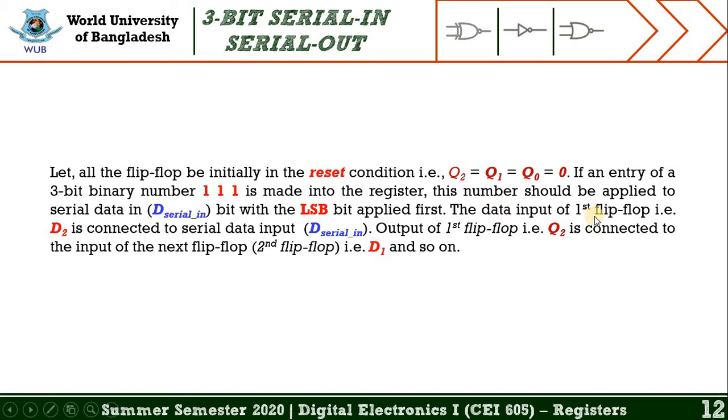The data input of the first flip-flop, which means D2, is connected to serial data input D serial in. The output of the first flip-flop, symbolized by Q2, is connected to the input of the next flip-flop, which is the second flip-flop, and the input of the second flip-flop is symbolized as D1, and similarly so on. So let's move into the next slide to explore the block diagram of the 3-bit serial in and serial out.